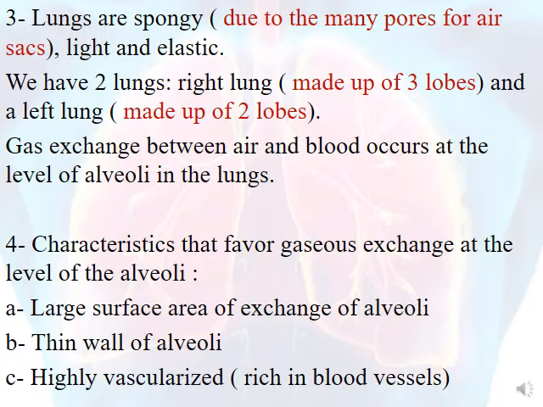So, lungs. Lungs, they are spongy. Why? Due to the many pores for air sacs. They are light and they are elastic. As you know, we have two lungs, the right lung and the left lung. The right lung is made up of three lobes, whereas the left lung is made up of two lobes.